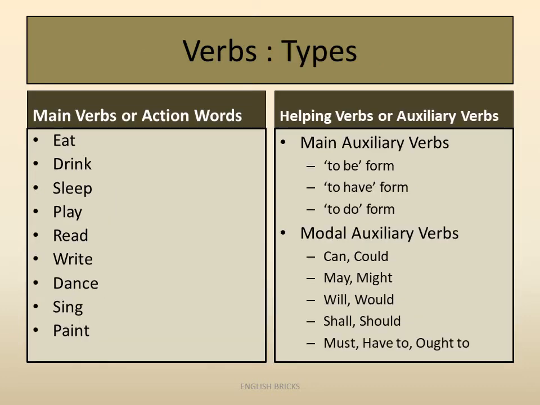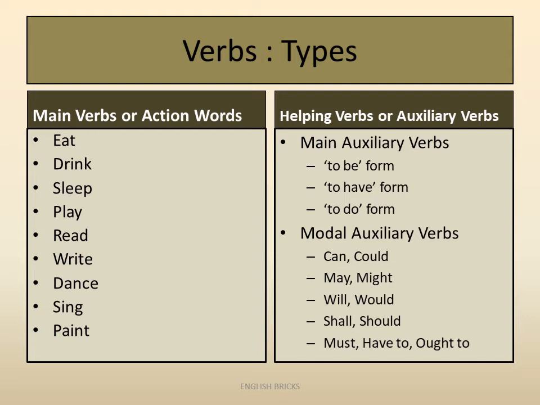Now we shall look at the types of verbs. Basically, there are 2 types of verbs here. The first one is called the main verb or the action words. Look at this: eat, drink, sleep, play, read, write, dance, sing, paint, walk, talk, watch. All these are action words and these are called the main verbs.